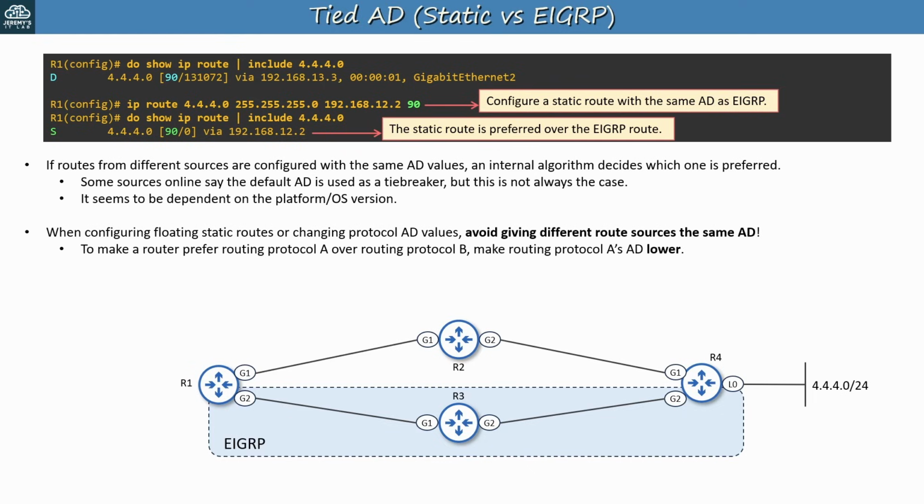Instead, if you want to make a router prefer routing protocol A over routing protocol B, make protocol A's AD lower. So if you want OSPF to be preferred over EIGRP, make OSPF's AD lower than 90, or make EIGRP's AD higher than 110. And to configure a floating static route, make its AD higher than the main route. So just keep that in mind. Avoid having the same AD for different protocols or sources.